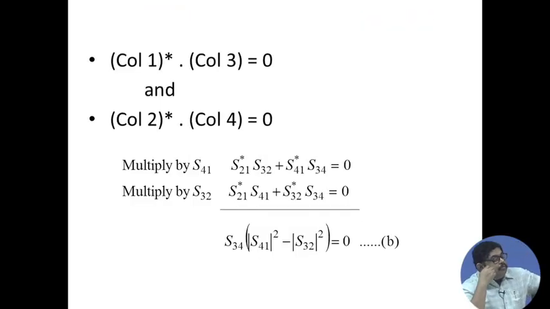Then, earlier we had column 1 with column 2, now column 1 conjugate with column 3 is 0, and column 2 conjugate with column 4 is 0. Again we have shown what to do. So, you get this formula, which we are calling equation B.